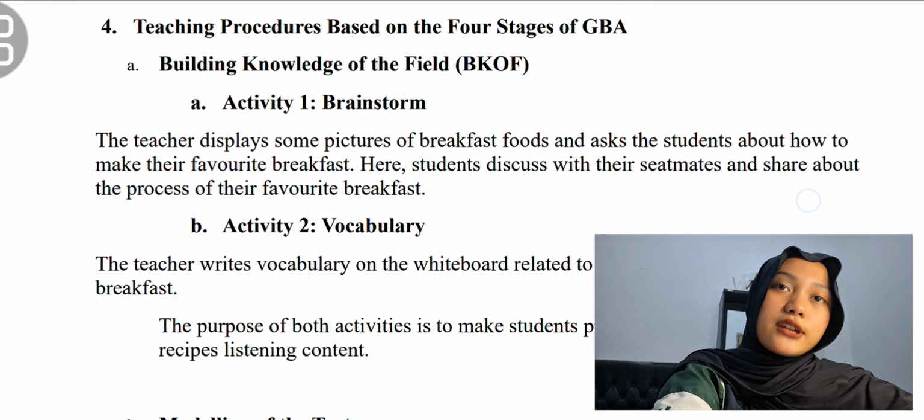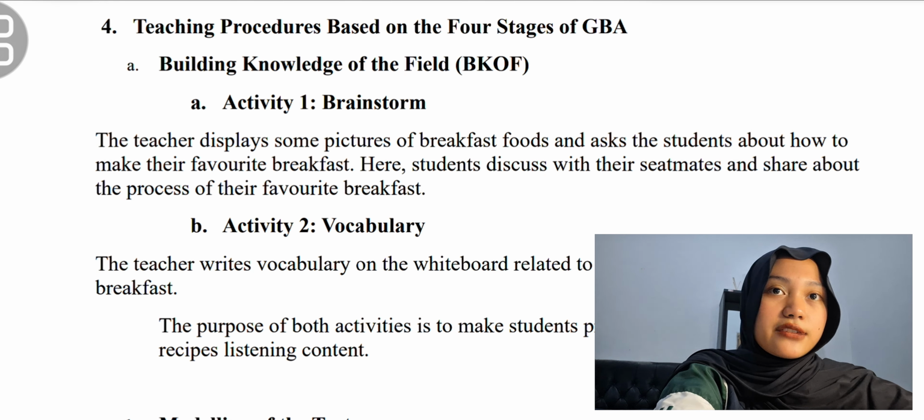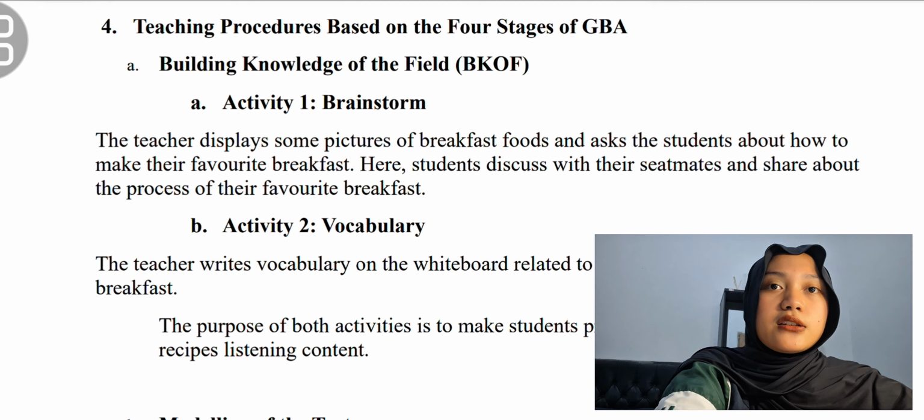The second one is vocabulary. So the teacher writes vocabulary on the whiteboard related to procedure text of making breakfast, such as stir or whisk. The purpose of both activities is to make students prepared for the procedure text recipes listening content.